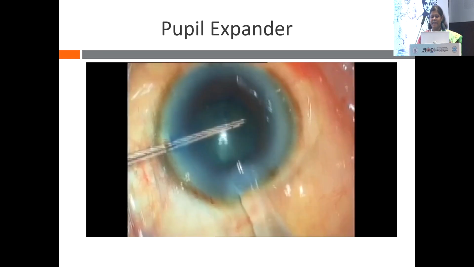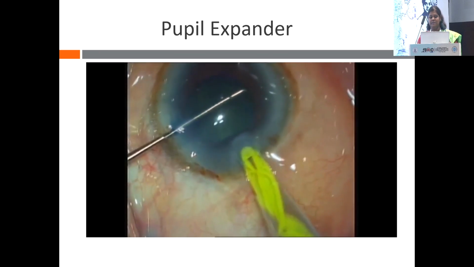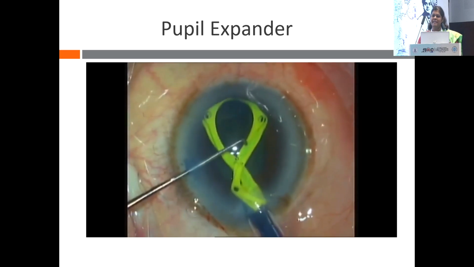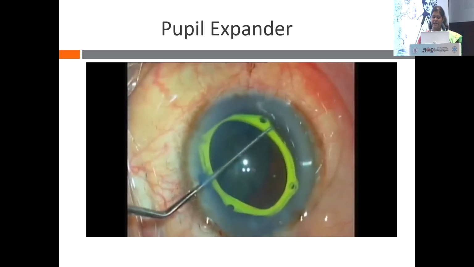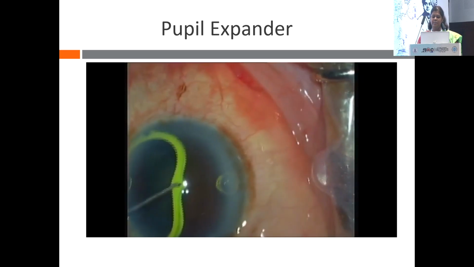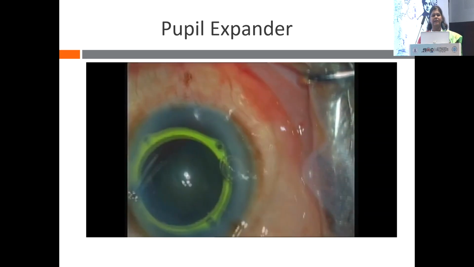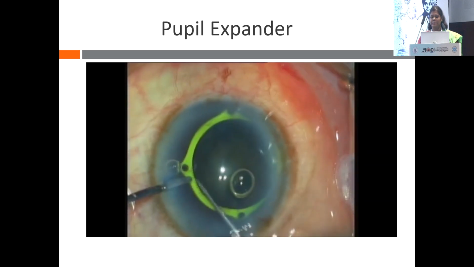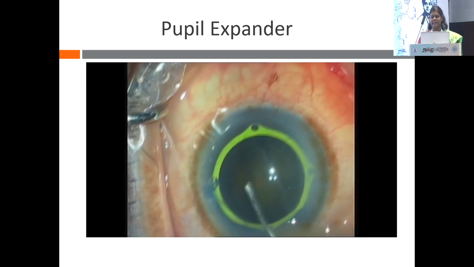Next, recently we have pupil expanders. Actually, these are silicon material, and because of the material, it causes less inflammation and irritation to the iris. And again, this stretches the pupil in a circular manner and causes less stress to the iris. This can actually be introduced through a routine 2.2 corneal incision.